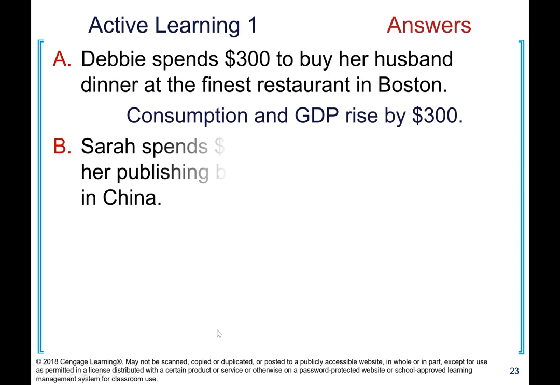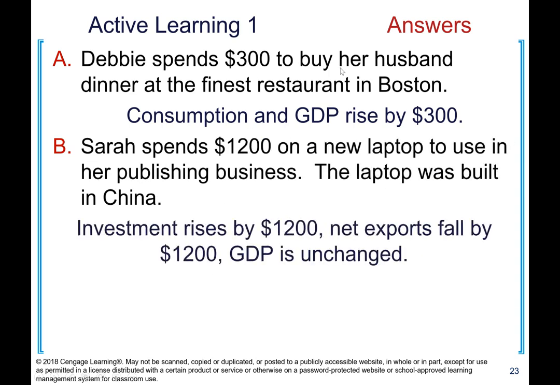Now, look at the answers. Debbie spent $300 to buy her husband dinner at the finest restaurant in Boston. That goes to the consumption component, and so consumption goes up by 300, GDP goes up by 300. Sarah spent 1,200 on a new laptop to use in her publishing business. The laptop was built in China. Here, investment goes up by 1,200, net exports fall by 1,200. That was an import, so the dollar goes to China. That means net exports fall.